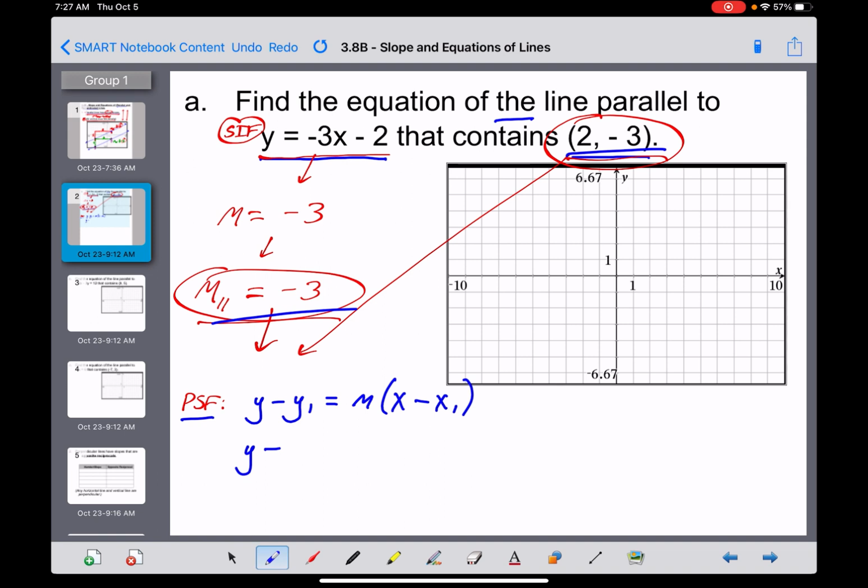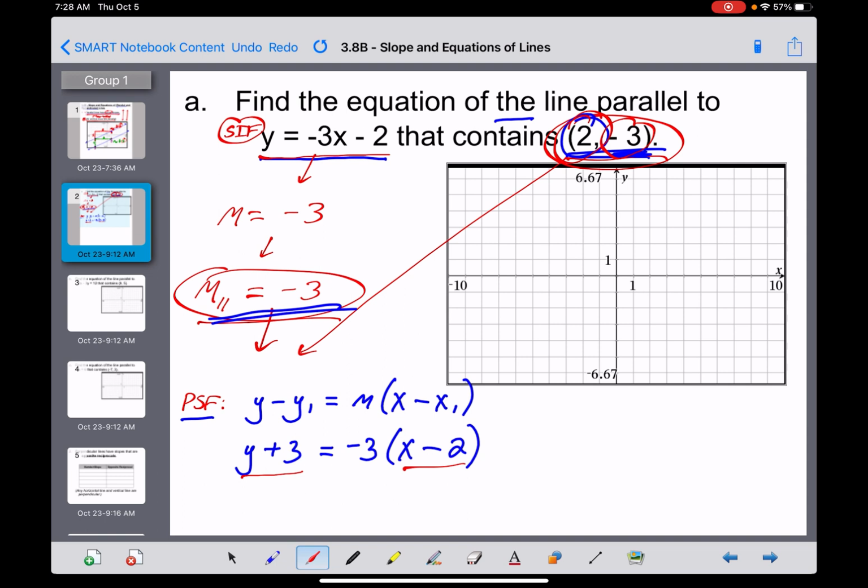y minus the y coordinate of our point right over here is negative 3, so that's actually minus negative 3. That becomes plus 3. Equals the slope we just found, which is negative 3, and then in parentheses it's x minus your x coordinate right here, which is 2. Let me just remind everybody that this 3 is negative. Right here it appears positive. This 2 is positive. Right here it appears negative.